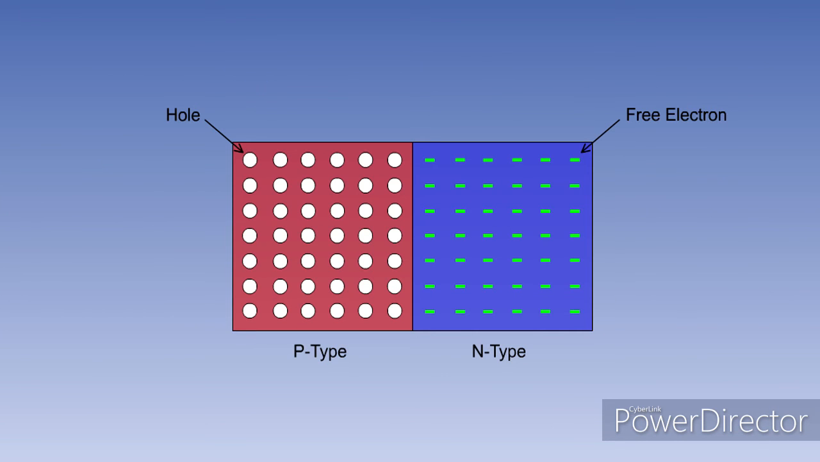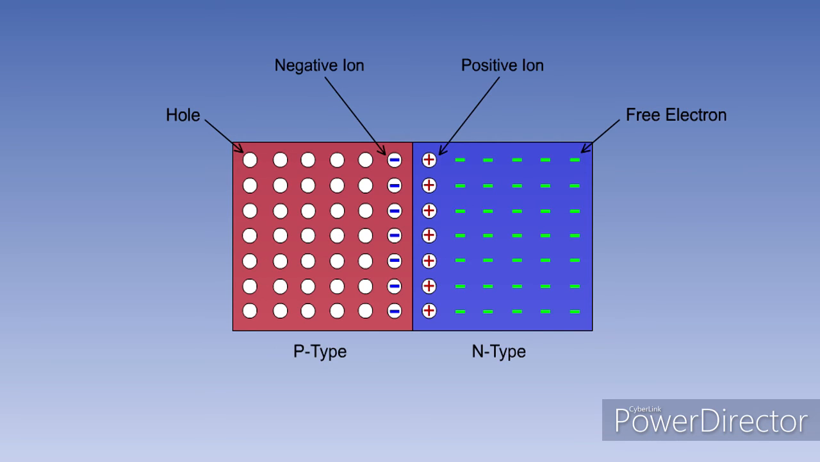A junction diode, which consists of a piece of N-type material fused to a piece of P-type material, is the simplest possible semiconductor device. In this diagram, we're using white circles to indicate holes, and green dashes the free electrons in the two materials. At the junction of the two materials, some free electrons from the N-type material migrate across the boundary to fill holes in the P-type, and similarly, holes migrate the other way.